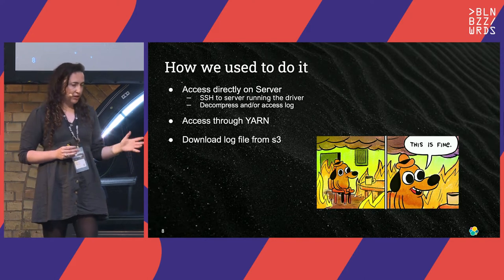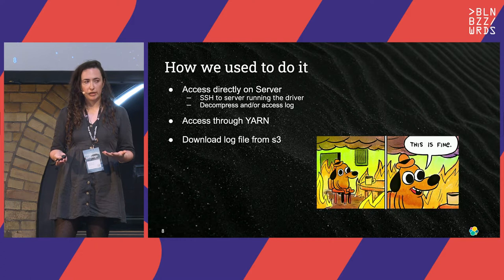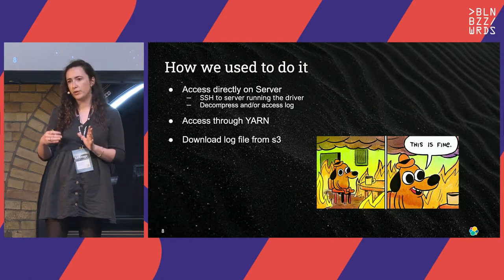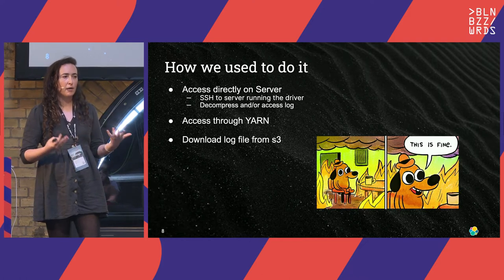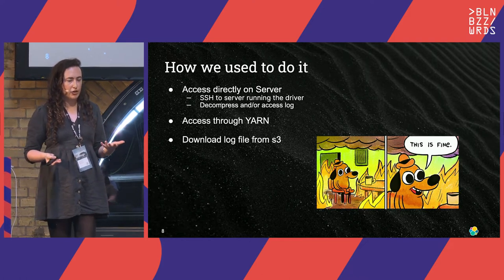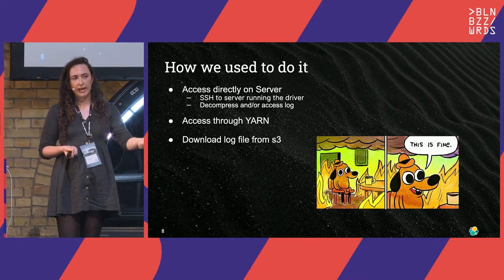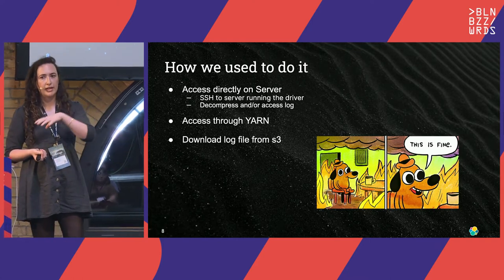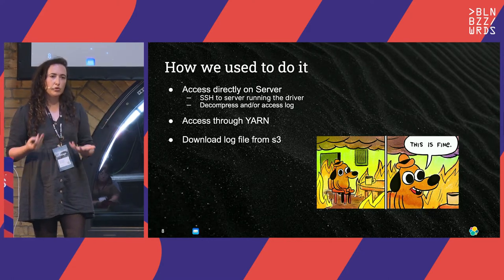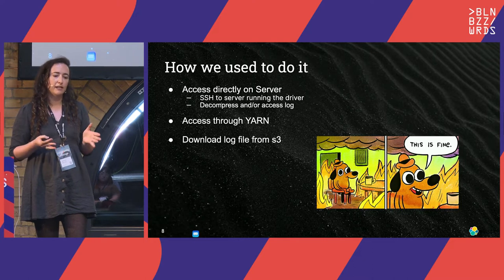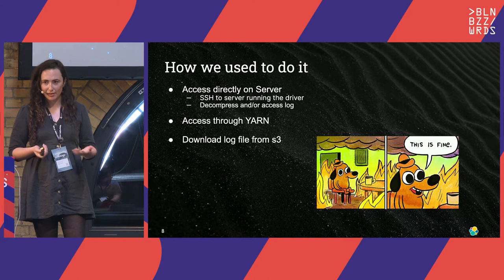And so at this point, we have that last final way of accessing Spark logs when running on EMR, and that would be just downloading the log files from S3. So that's a possibility that AWS provide us with. But the problem with this solution is that there's quite a lag between the moment that the log line is actually written to the server and until it reaches S3. And we just wanted a solution that would make log search quick and easy and possible.